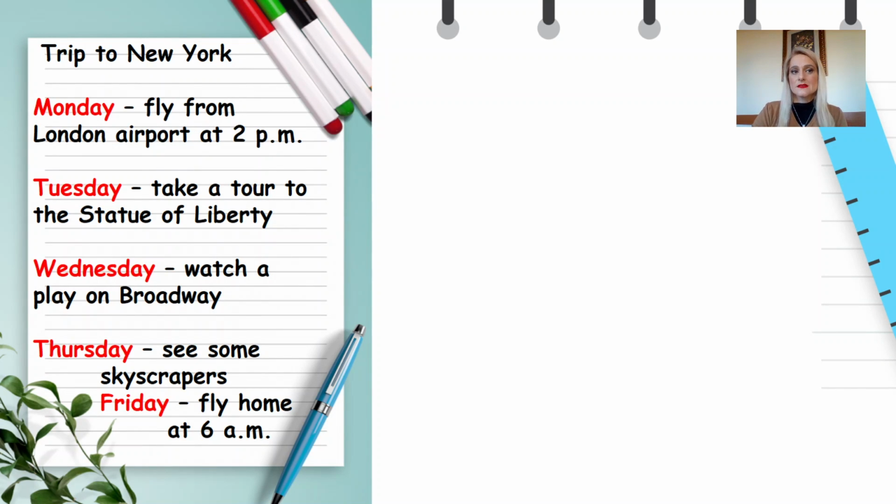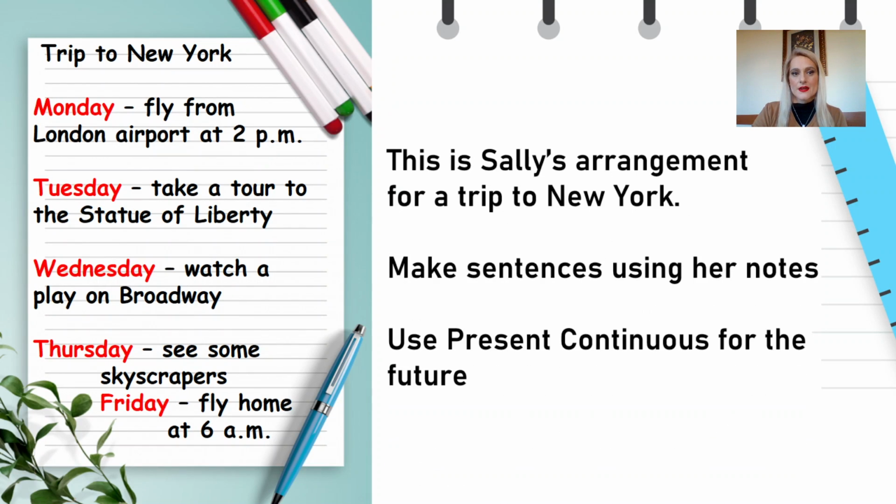Now, let's see a practical use of this. This is Sally's arrangement for a trip to New York. Look at her notes and make sentences using present continuous for the future. So pay attention. These are arrangements. These are not plans, which means somebody there in New York already knows about this and they are all well organized.